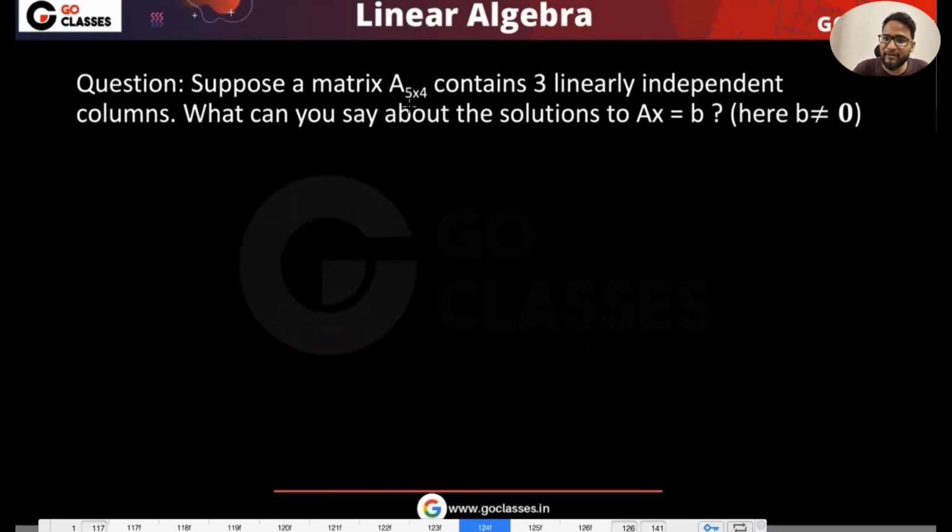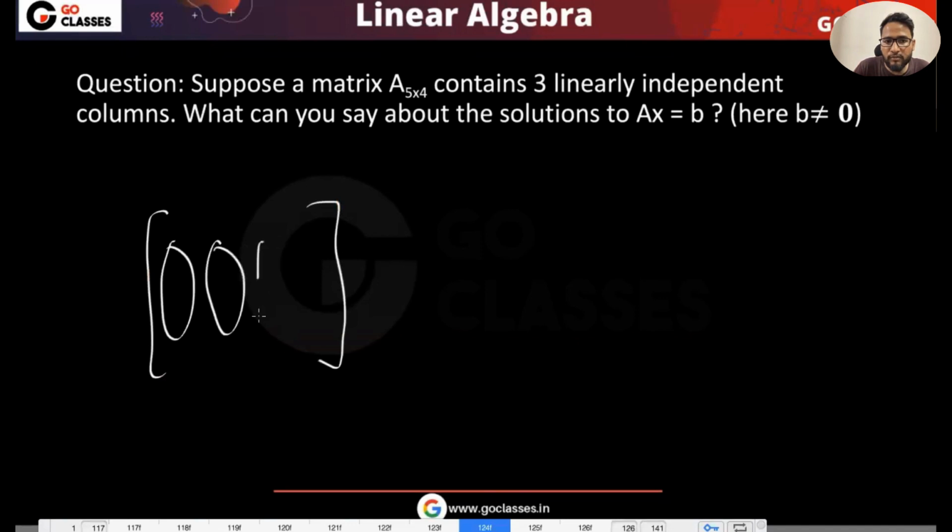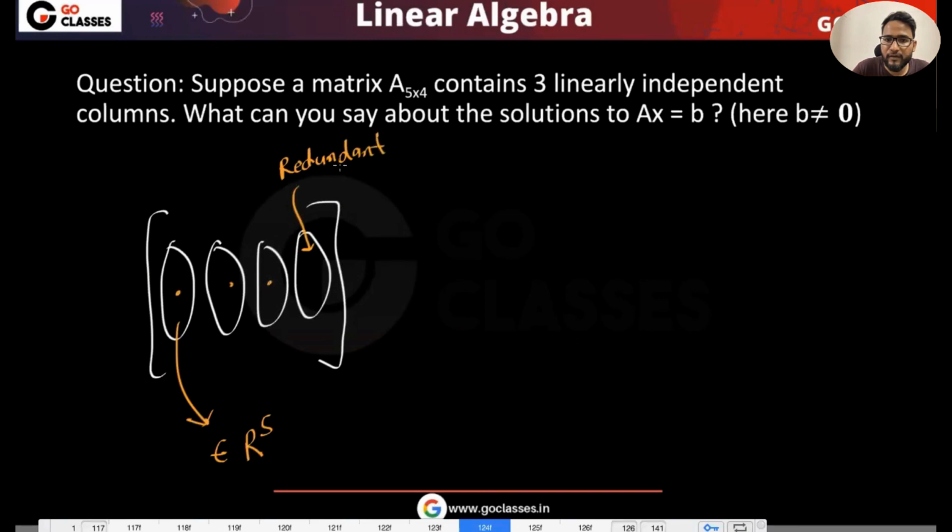Suppose a matrix A is 5 by 4, which means 5 rows and 4 columns: first column, second column, third column, fourth column. Can you tell me what space this belongs to? This belongs to R5. Yes. It contains 3 linearly independent columns. They are saying that out of these 4, 3 are linearly independent, and maybe the fourth one is redundant. Redundant means it depends on these columns. I mean, this is just useless. Now, what can you say about Ax equal to B, the solutions to Ax equal to B?